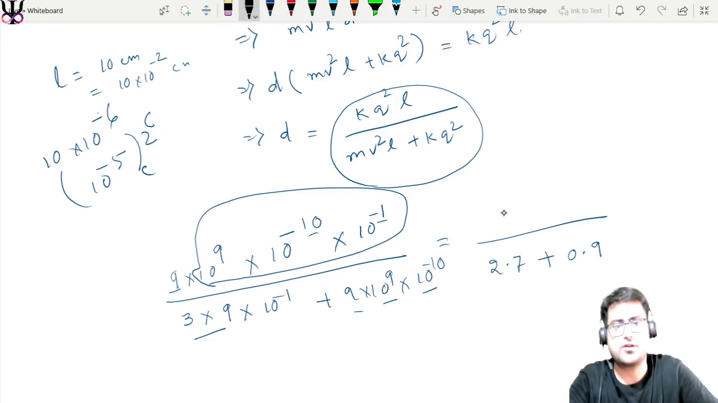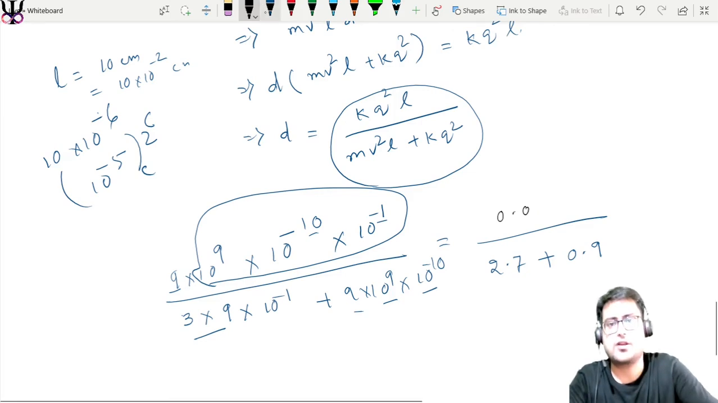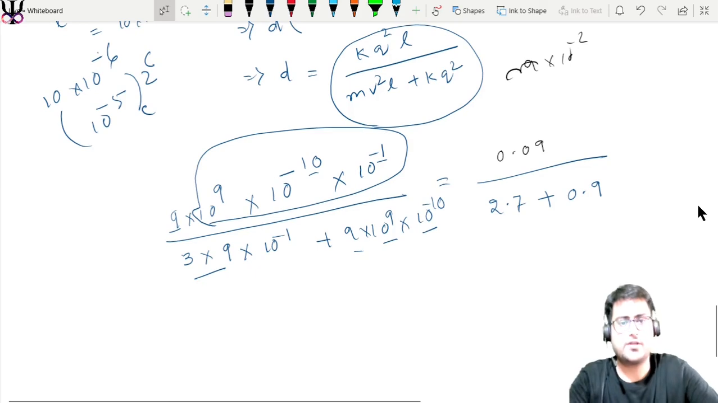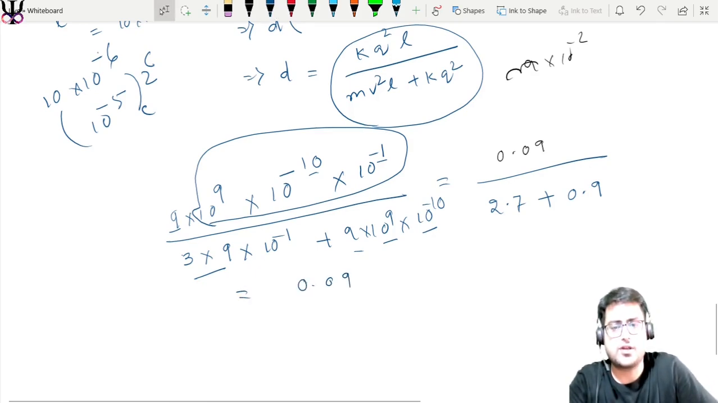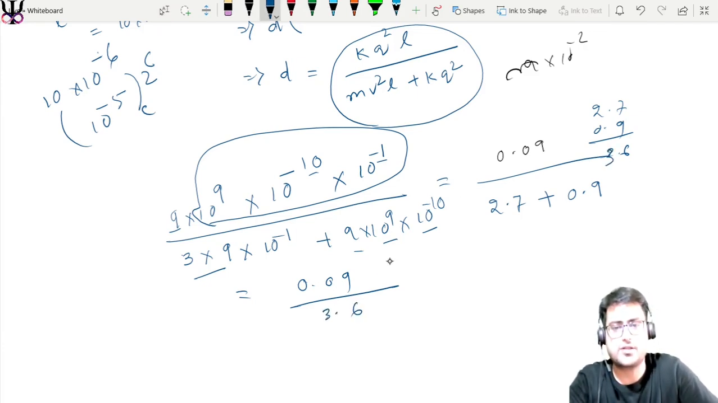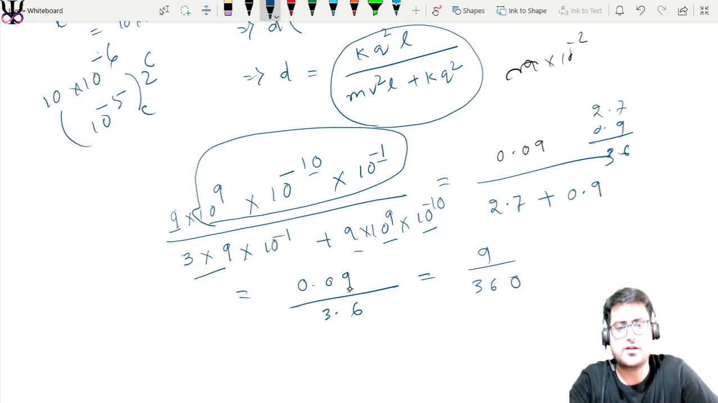I can just write it as 0.09. Yeah, correct. So let's see what this is. It's going to be 0.09 divided by 2.7 plus 0.9, which is 3.6. So what do you need to do? Multiply by 100 to the numerator and the denominator. So it's going to be 9 by 360, correct? So it's going to be 1 by 40.